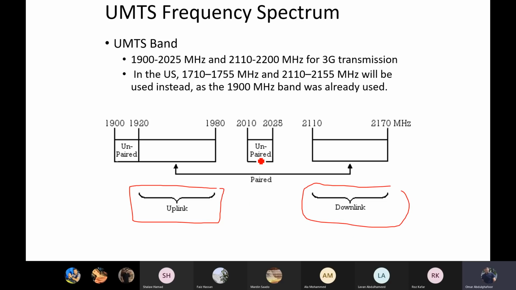All right. This one unpaired, it's free. Maybe you can utilize it for some ad hoc or other service, and you can also allocate it, maybe in future, to make it paired frequencies. So this is how the spectrum looks for UMTS, for 3G, third generation techniques.